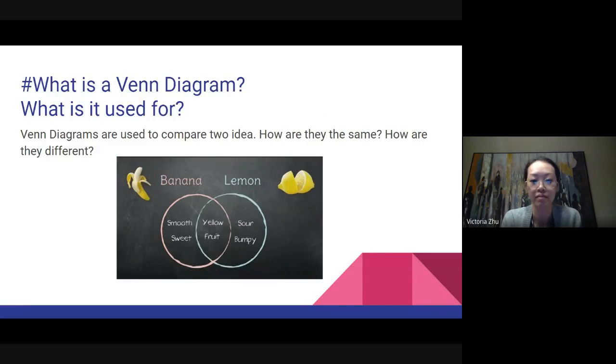Here's another example. Comparing banana and lemon. Two circles are crossing. In the middle, this is yellow and fruit. Notice that both of them are yellow and they are fruit. But on the outer side, for banana, it's smooth and it's sweet, which is not what a lemon is. A lemon is sour and it's bumpy.